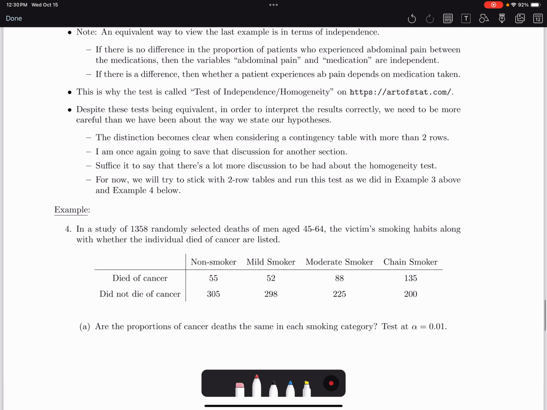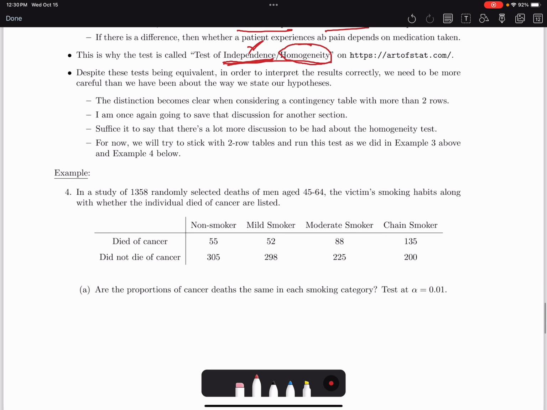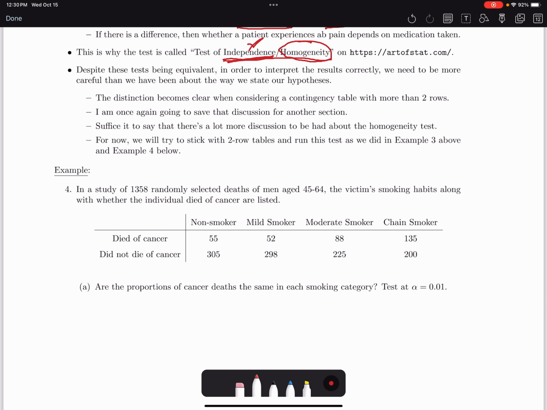In order to interpret the results of the test correctly, we should be a little bit more careful about the way we state our hypotheses. For now, we're just going to state our hypotheses like we have been doing. But in Unit 4, we'll come back to this idea, and we'll be a little bit more careful about the way we're stating our hypotheses. Okay, so just FYI, like for your information, we're going to be more careful about this in the future. But for right now, we'll just continue doing things the way that we have been.